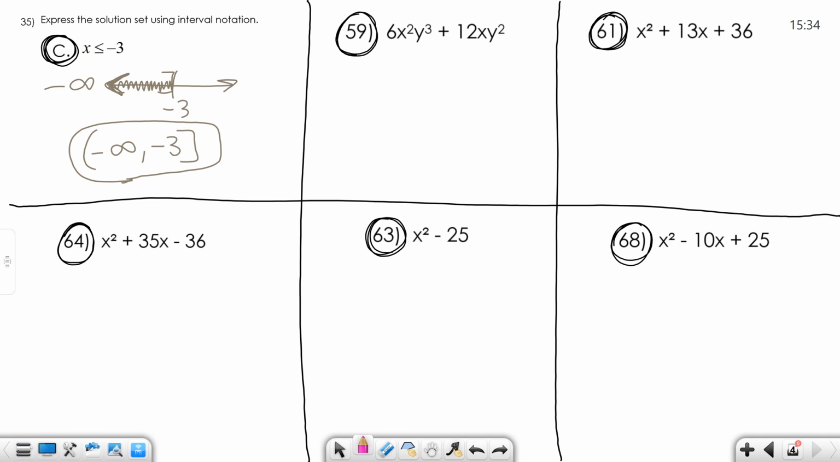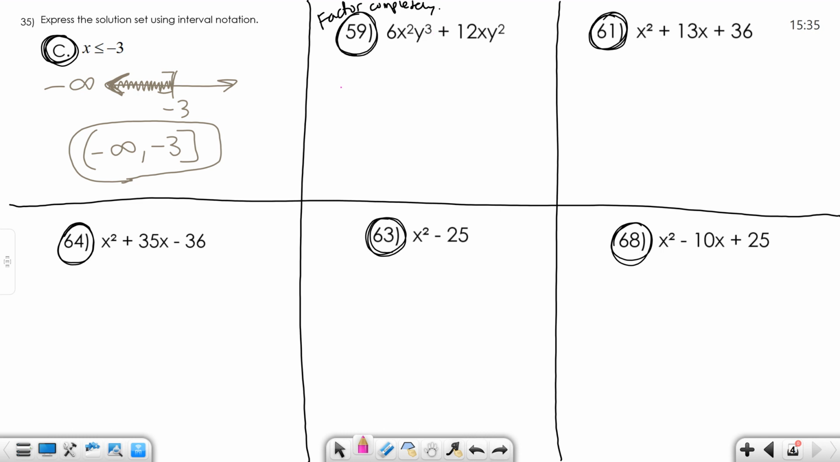59, 6x squared y cubed plus 12xy squared. What we're really doing on all of these is factor completely. That's what we're doing on the rest of them from 59 all the way out. Here there are two terms. If there are two terms, we're looking for a GCF or difference of squares in this class. There's one more thing we'll look for later in your math life, but right now it's GCF or difference of squares. This is a GCF. Difference of squares would have to have different signs, and they're both positive, so it can't happen.